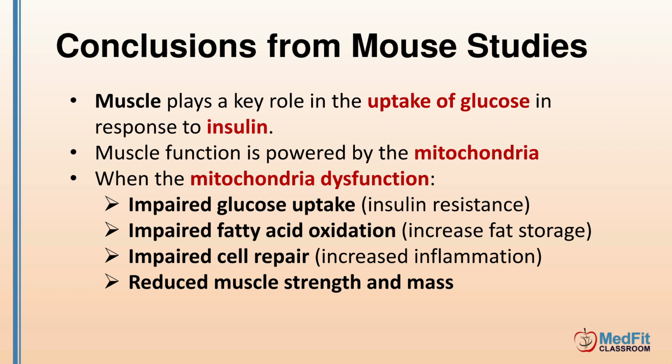First, muscle plays a key role in the uptake of glucose in response to insulin. Muscle function is powered by the mitochondria, and when the mitochondria dysfunction, because again, mitochondria is found in muscle cells, fat cells, and various other cells that we've discussed, we see again impaired glucose uptake, impaired fatty acid oxidation, which results in an increase in fat storage, impaired cellular repair, which results in an increase in inflammation, and reduced muscle strength and muscle mass.